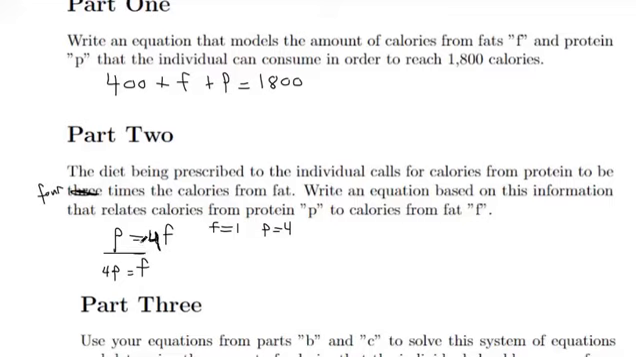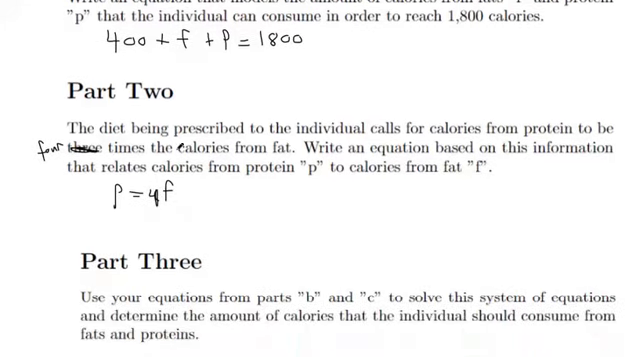This equation makes sense. Look down here. If protein equals 1, then fat equals 4. That would make fat be 4 times the amount of protein. It says protein is 4 times the fat. So this is the equation that I want. An ugly 4.